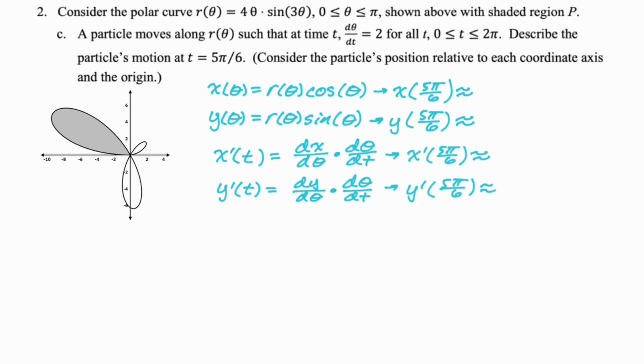I'm going to do that again in one shot on the calculator. We also need to know r of 5 pi over 6. And then we're going to need to know r prime of t. R suffers from the same thing. R is actually a function of theta.